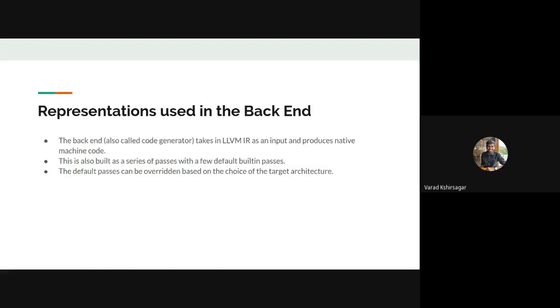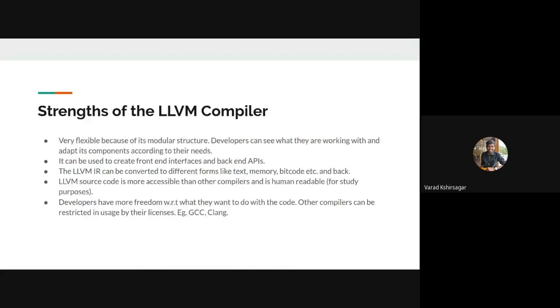The backend, which is also called the code generator, takes in LLVM IR as an input and produces the corresponding native machine code. Even the backend is built as a series of passes with a few default built-in passes. Now these default passes can be overridden and overwritten based on the choice of the target architecture. So now Pranav will be discussing the strengths and limitations of the compiler with you.